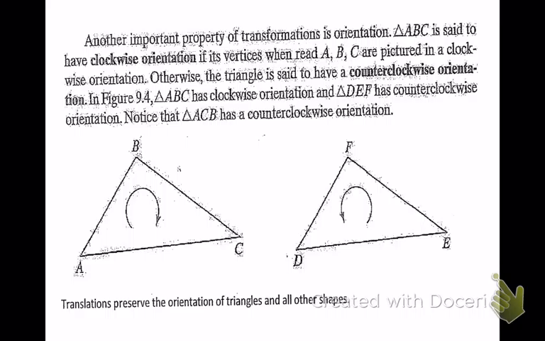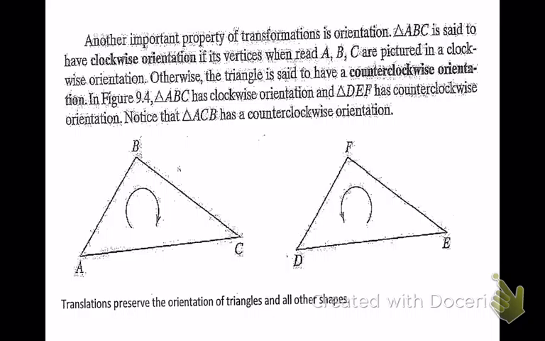Triangle ABC is said to have a clockwise orientation if the vertices, when read ABC, are pictured in a clockwise orientation. So if we call this ABC, as I go from each point, I'm going clockwise. So it has a clockwise orientation. Otherwise, the triangle is said to have a counterclockwise orientation.